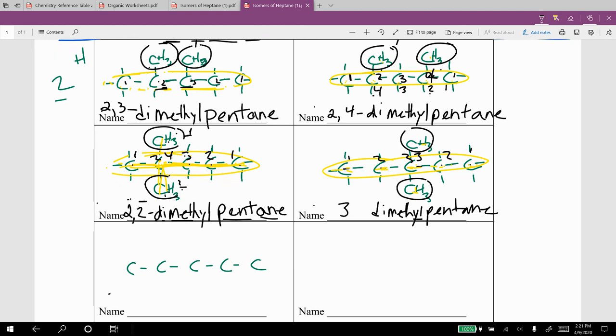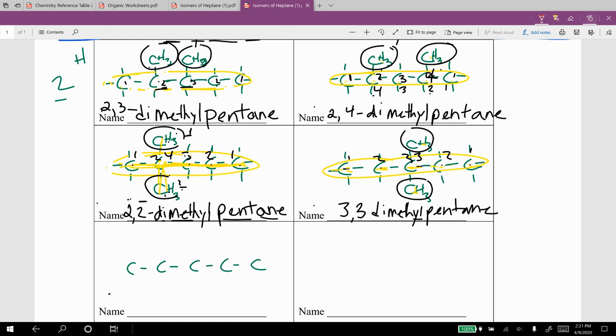But I can't just say 3. I have to say 3, 3, right? 3,3-dimethylpentane. All right, the next one's a little bit trickier. So I still have 2 carbons to place, and I have to make it different than the other ones that I've already drawn.